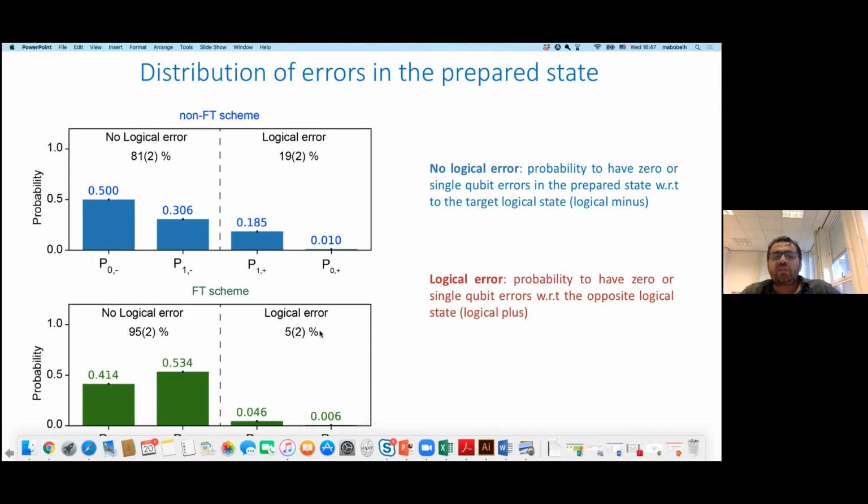So these results show that the fault-tolerant scheme suppresses logical errors consistent with fault tolerance, preventing single faults from propagating into weight 2 or multiple qubit errors. So the overall logical state fidelity is improved despite the higher probability to have a single qubit error, which is due to the increased complexity of the sequence.